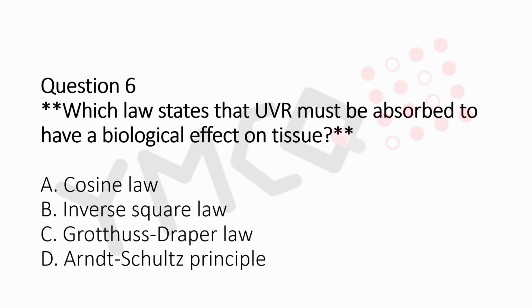Which law states that UVR must be absorbed for a biological effect in tissue? Option A, cosine law. Option B, inverse square law. Option C, Grotthuss-Draper law. Option D, Arndt-Schulz principle. And the answer is option C, Grotthuss-Draper law. Now let's move to question number 7.